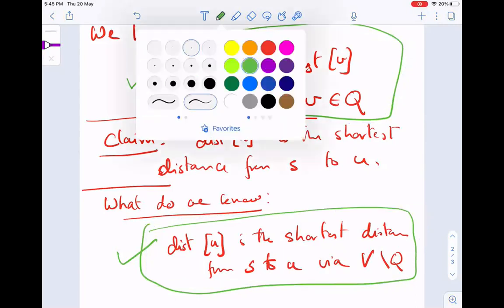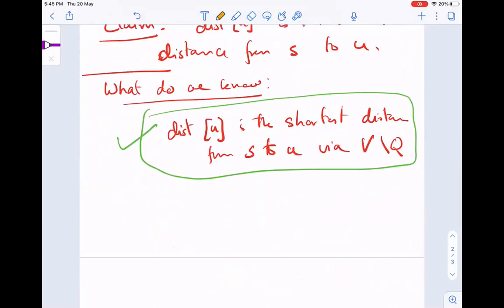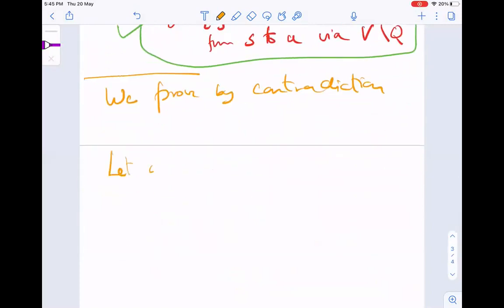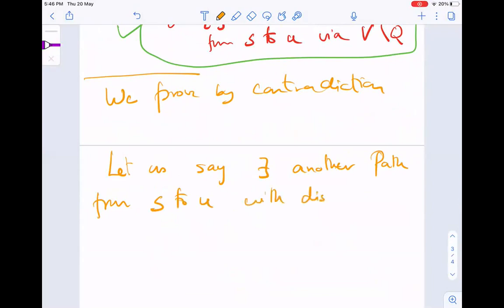Now here is the proof. We prove by contradiction. Let us say there exists another path from S to U with distance less than dist of U. I will prove that this cannot happen.